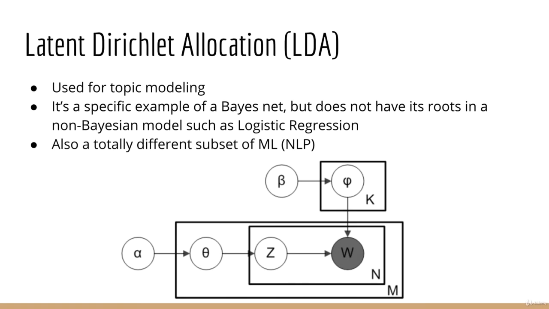Lastly, there are some very famous examples of Bayes nets, such as LDA, or latent Dirichlet allocation, which is an algorithm used for topic modeling. This is a separate example because while it's a specific instance of a Bayesian network, it doesn't have its roots in a non-Bayesian model such as logistic regression.